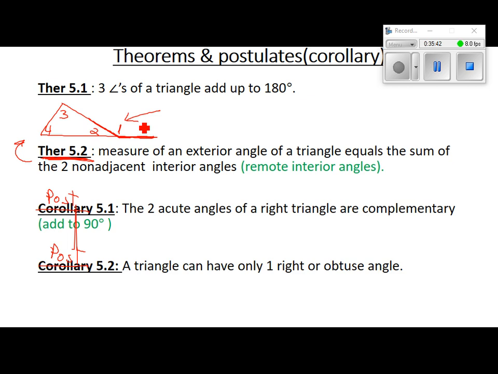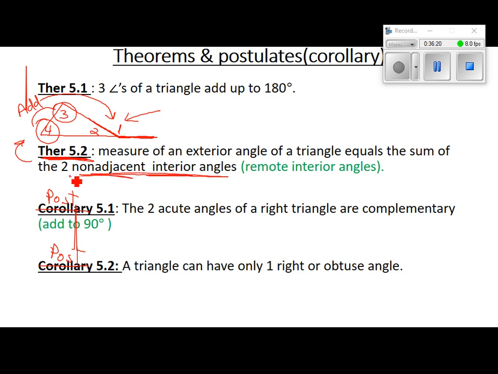Do this. What two interior angles have to add up to equal angle 1 here? 3 and 4. So circle angle 3, circle angle 4. And write add. You add those two together, the two non-adjacent, the two that are not hooked to the exterior angle. Those two have to add up to equal angle 1. That's all this says.